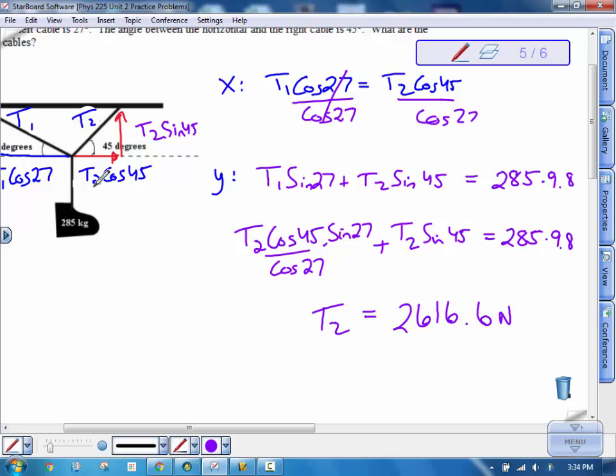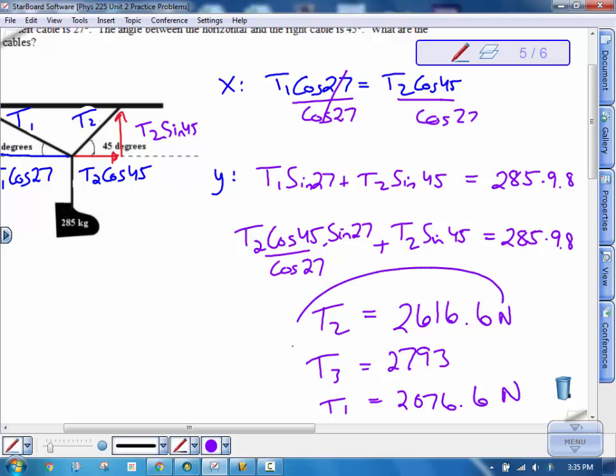And then obviously, just plug this back in. We know what the tension from this one is. That's just, so I'll call that t sub 3. That's just 285 times 9.8, which gives you 2,793. And then the tension in the first one, obviously you're going to plug in t sub 2 up here. So multiply by cosine 45 divided by cosine 27, and that will give you t sub 1. 2076.6 about. So there's your three tensions. Hope this helped.